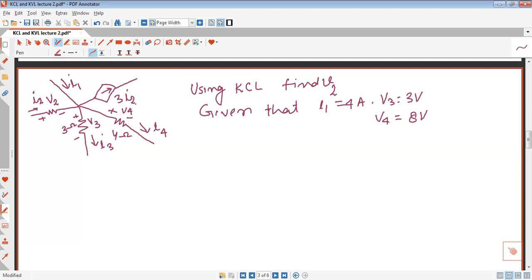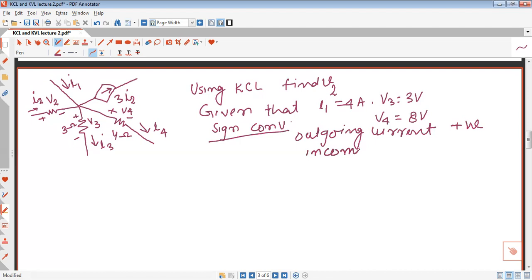So first of all, we have to make a sign convention to solve this problem. Sign convention is that you can assign outgoing current to be positive. So incoming current will be negative. This is not mandatory that you can take only outgoing as positive. If you take this negative, it will be positive.